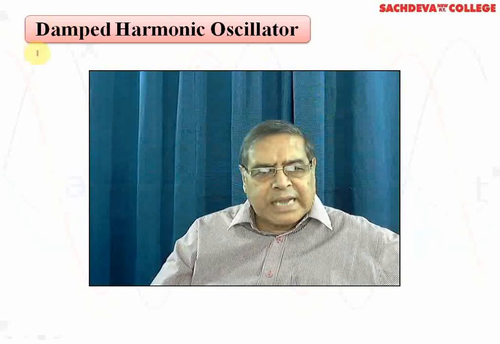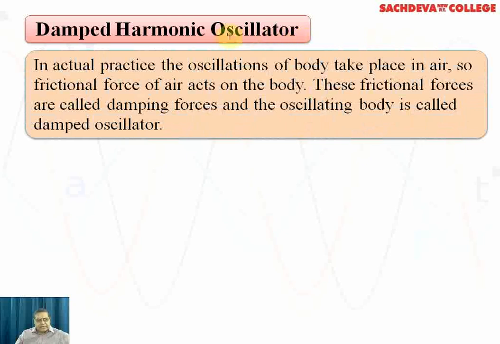Now we come towards the damped harmonic oscillations. When we use this term damped vibrations, we are referring indirectly to an amplitude. That is, when the vibrations are communicated by the vibrating body, we find that gradually the amplitude of those oscillations goes on decreasing, and finally that amplitude ceases. So damped oscillations are those oscillations in which the amplitude continuously decreases and finally disappears.